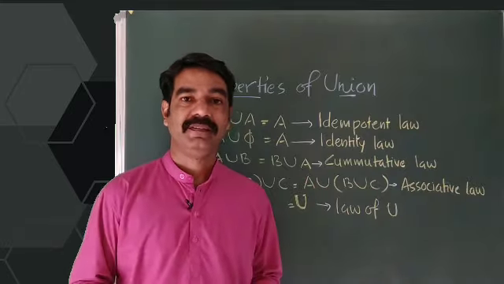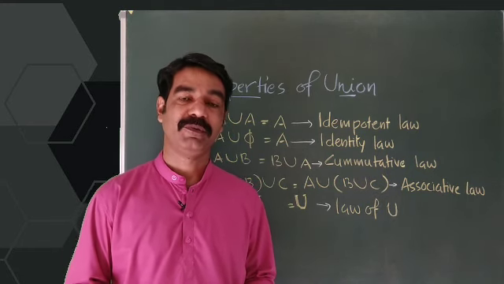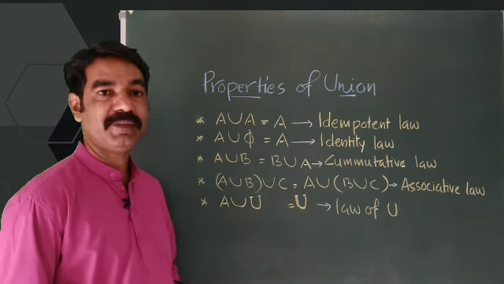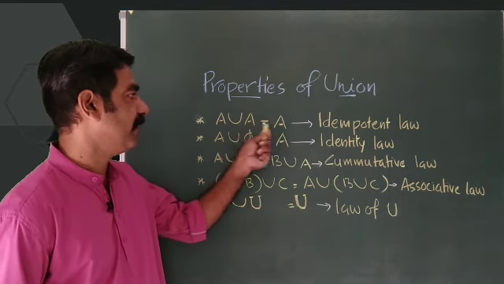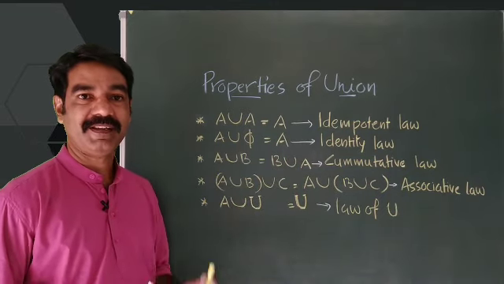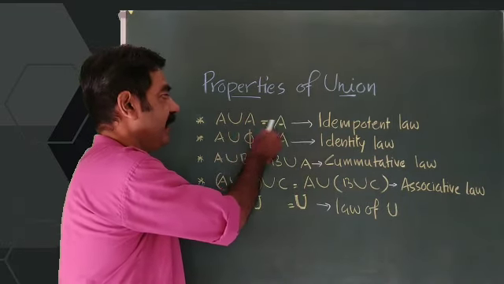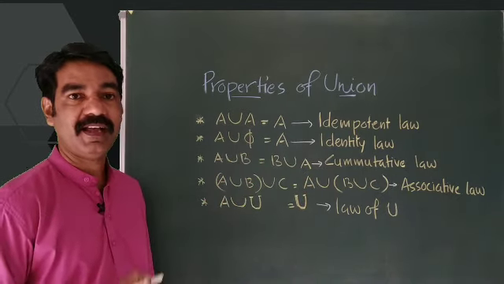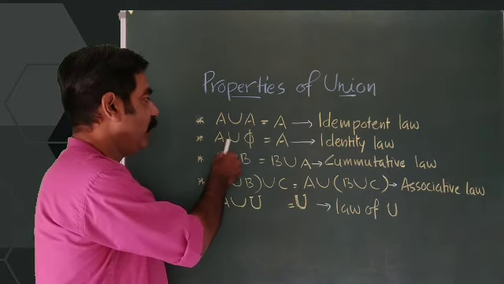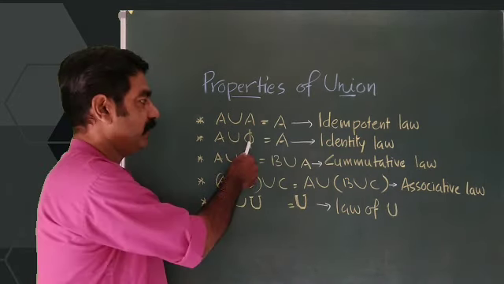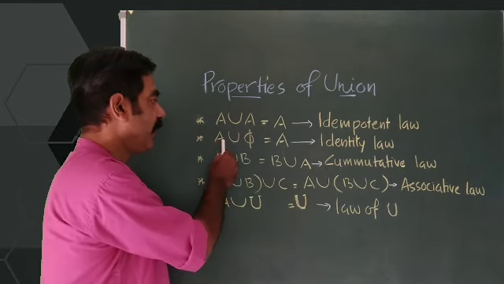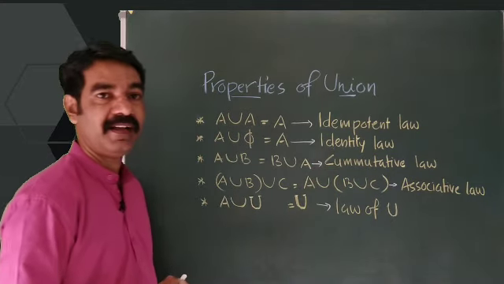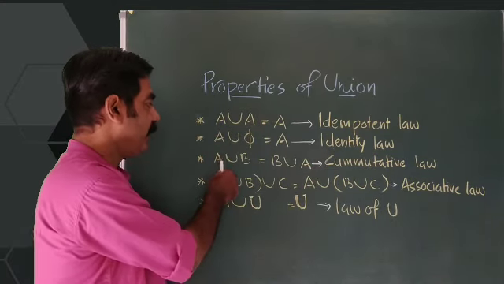So next heading, properties of union of sets. See, there are some properties. The first property is A union A is equal to A itself. അല്ലേ? നമുക്കറിയാം A union A എന്ത് തന്നെയാണ്? A തന്നെയാണ്, സംശയമൊന്നുമില്ല. That property is called idempotent law. Second one is A union phi. See, phi means it is empty set, no elements. So A union phi is A itself. It's called identity law.